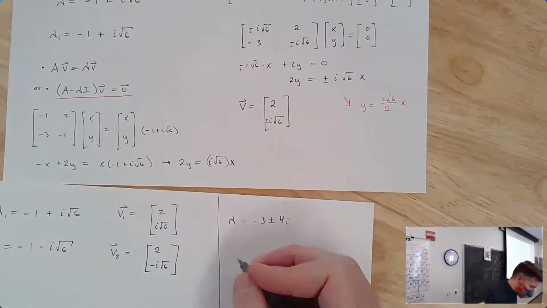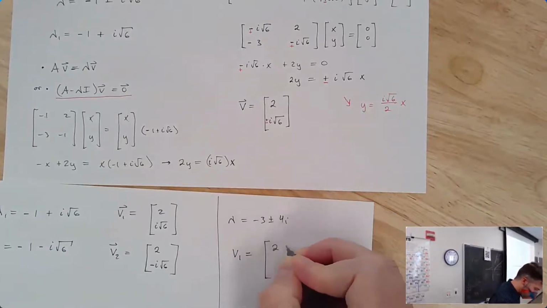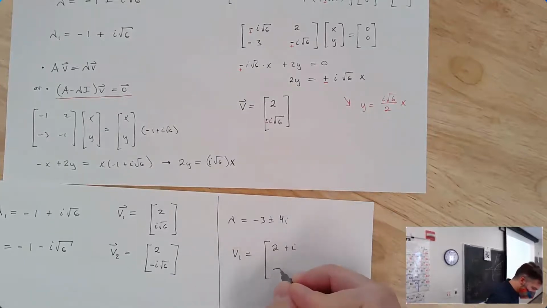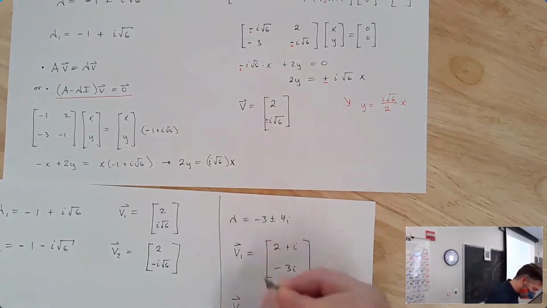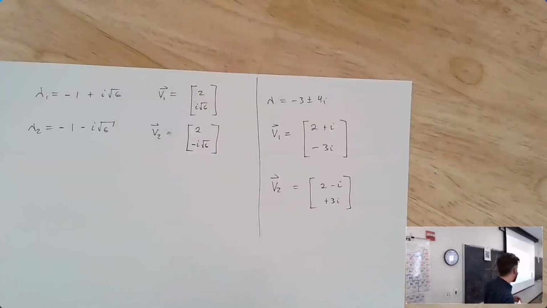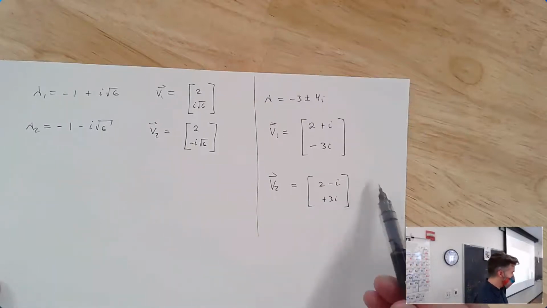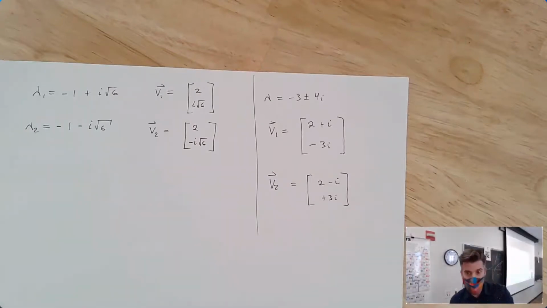And let's say we found the first eigenvector to be 2 plus i and -3i. Then I know automatically that my second eigenvector is going to be 2 minus i, positive 3i. The real parts stay the same. The imaginary parts change signs. So I just want to make sure everyone knows you're not changing the entire sign of the thing. You're just changing the signs of the imaginary parts. It's kind of cool.